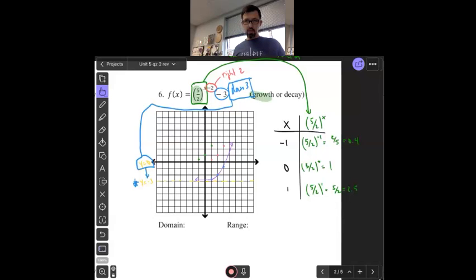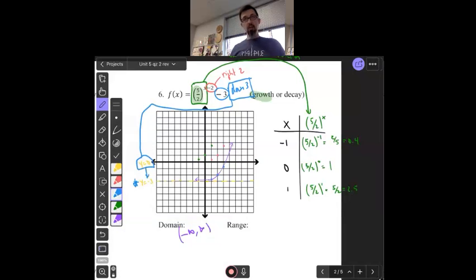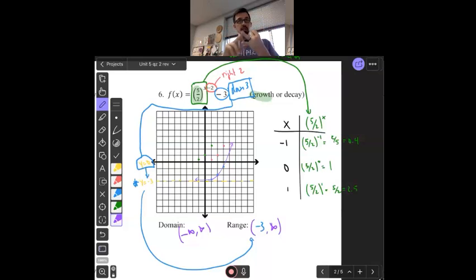Domain, always all real numbers. That never changes. That should be easy peasy. All right, where does this graph go? The lowest value it's going to get close to is -3. So here's that down 3 having an effect again, -3. But then it goes up forever. Okay. So what did that down 3 do? Changed our asymptote and changed our range. So shifts up and down have effects. We've got to watch out for those.